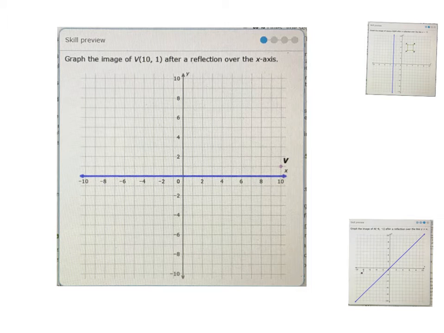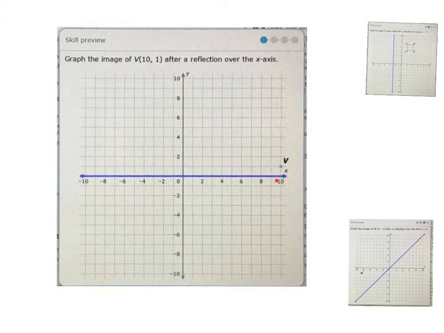In this video, we're going to look a little bit more at reflections. So this first example says, graph the image of V, 10, and 1 after a reflection over the x-axis. So this is our x-axis. So this is essentially kind of the mirror where we're flipping it. So right now, V is 1 above 10.